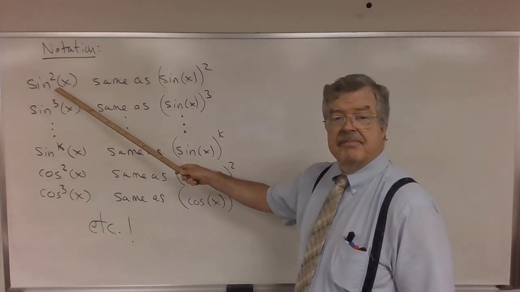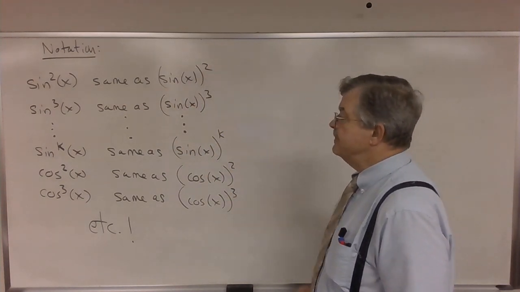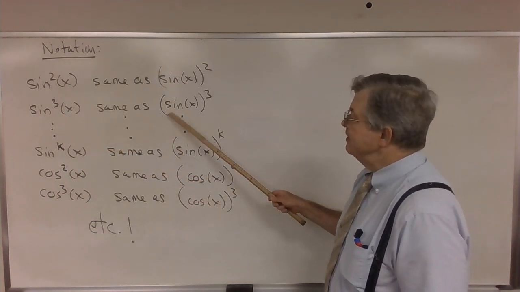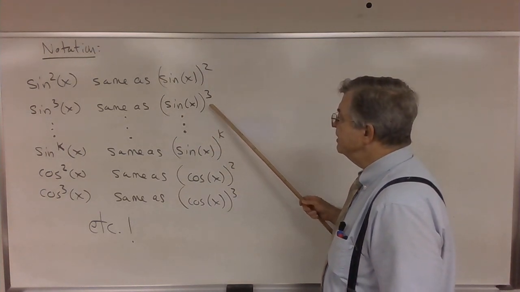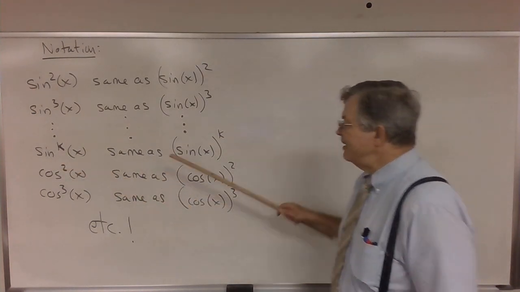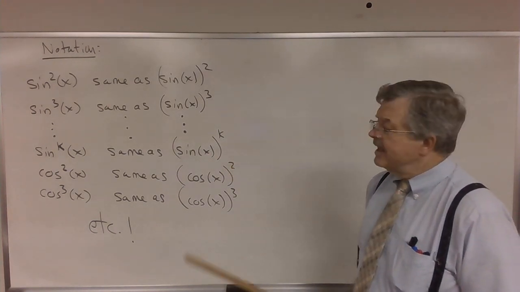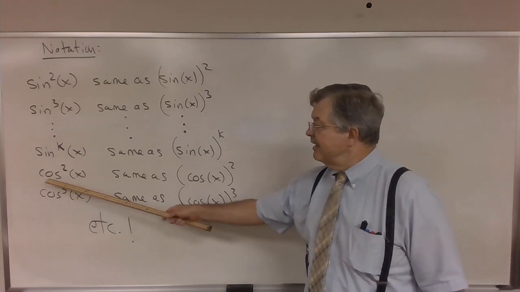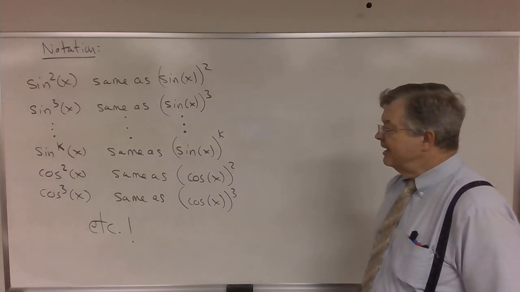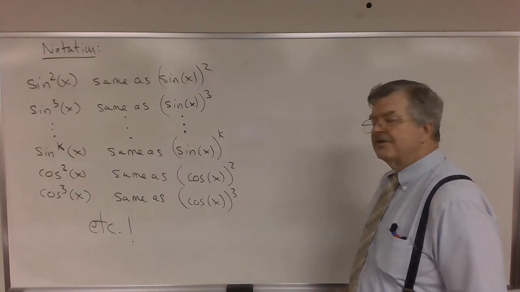Sine squared x, that's the same thing as the sine of x, the whole function, squared. Sine cubed of x, this notation means the sine of x, the whole thing, cubed. Sine to the k of x, the same as taking the sine of x, that whole function, and raising it to the k power. And this holds for all trig functions. Cosine squared x, that's the same as cosine of x squared. Cosine cubed x, that's the same as cosine of x cubed, and so on.